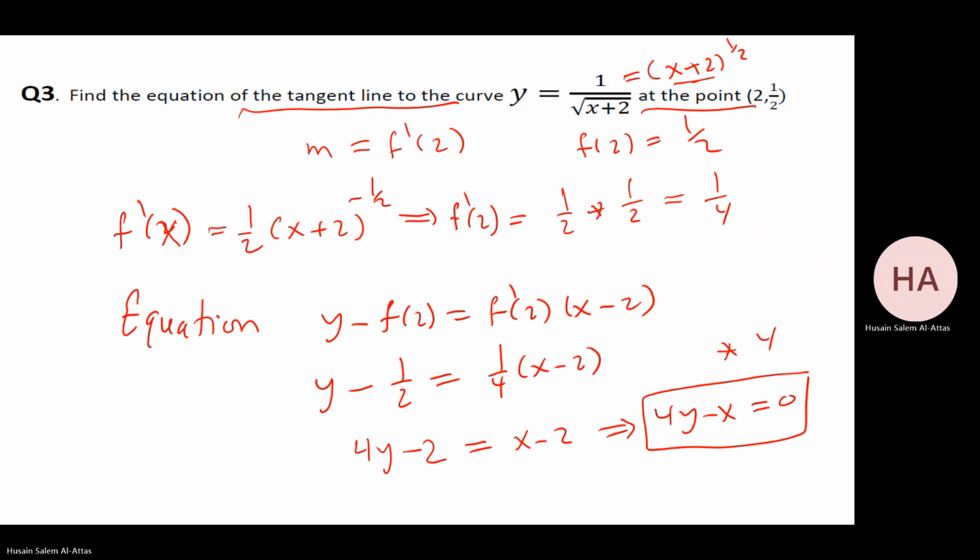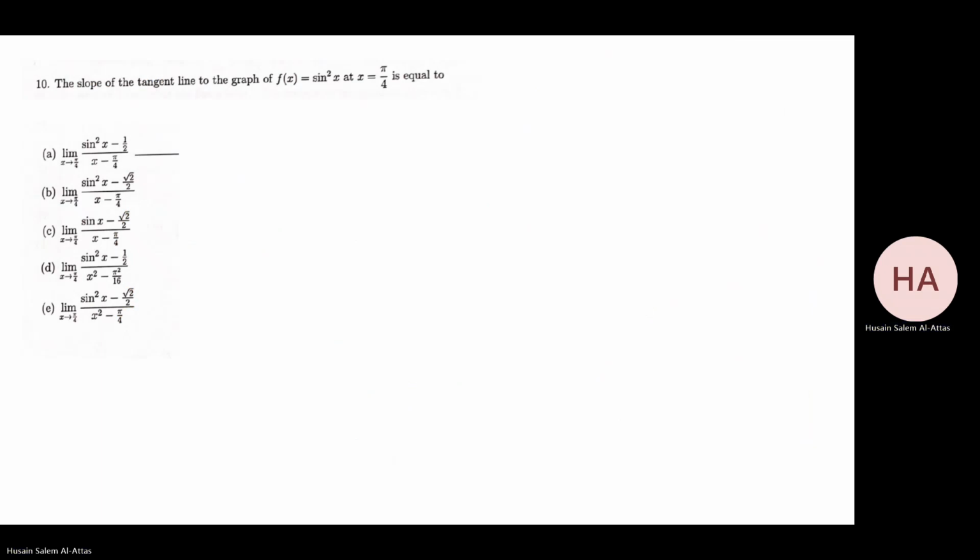Okay. Notice this point satisfies the equation. Just checking the point. These are questions from last year's exams. This is in the first term. Find the slope of the tangent line to the graph at this point. What do they want? F prime at pi/4. This is what they want.